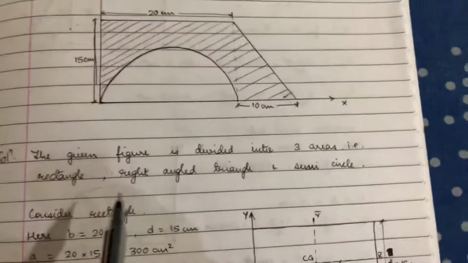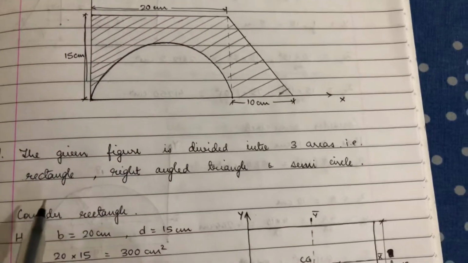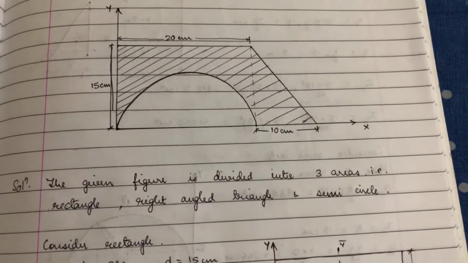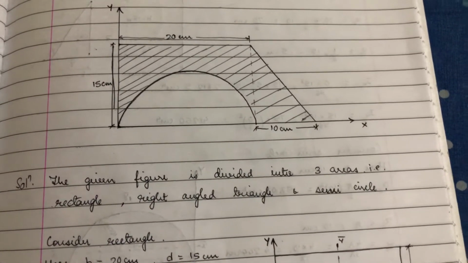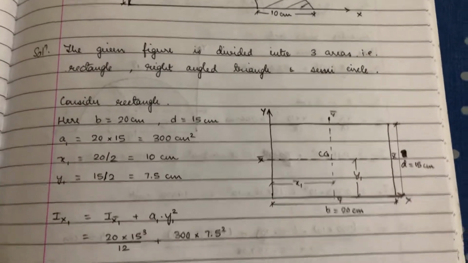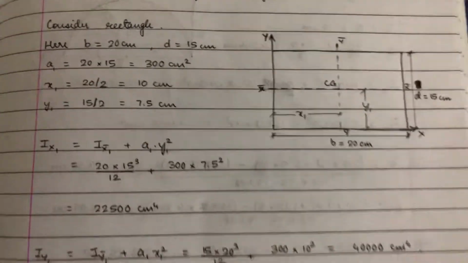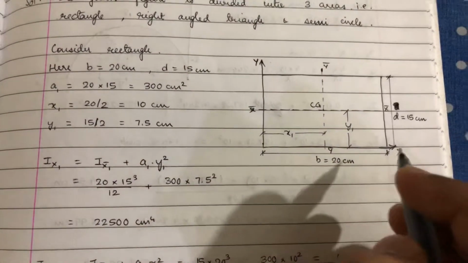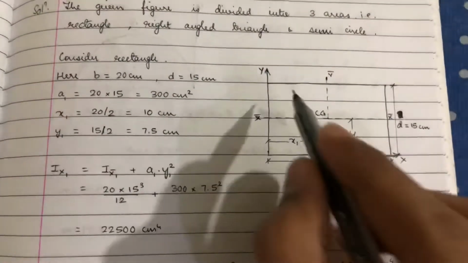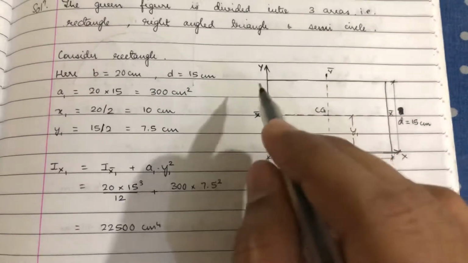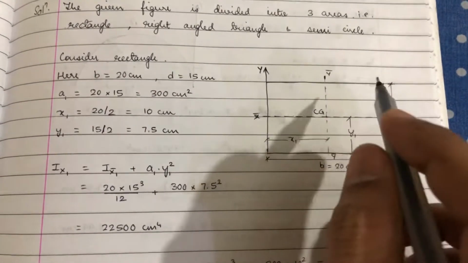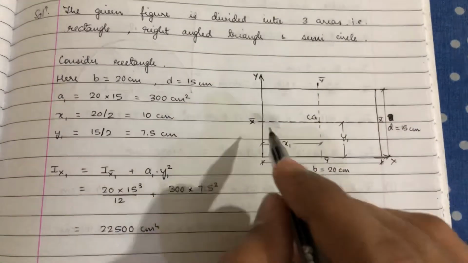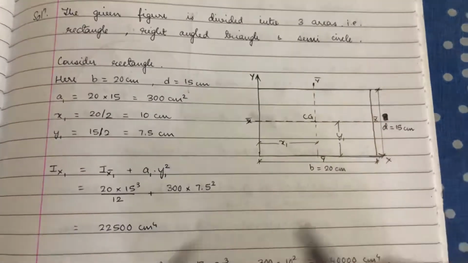The given figure is divided into three areas, that is rectangle, right angle triangle and semicircle. So first we will be considering the rectangle. This is the rectangle portion. I first made the x and y axis and put only the rectangle in that portion. So the CG will act at the center of the rectangle. This is the axis of symmetry, x bar and y bar.